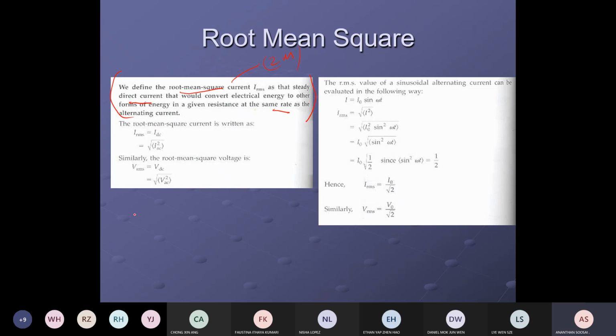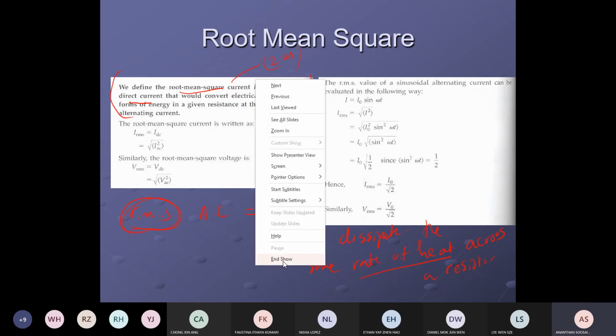So what is the RMS value? The RMS value is a value of alternating current which is equivalent to a direct current which dissipates the same rate of heat. Rate of heat actually means power, so it dissipates the same rate of heat across a resistor. That is the RMS value. This is the first time you come across this.